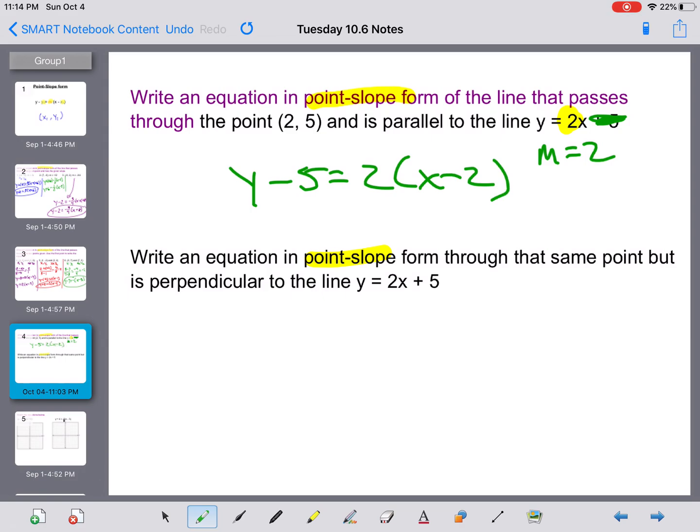All we care about is the 2, 5 in this problem. And that would be our final answer for this.